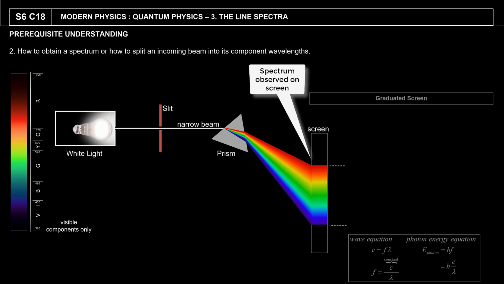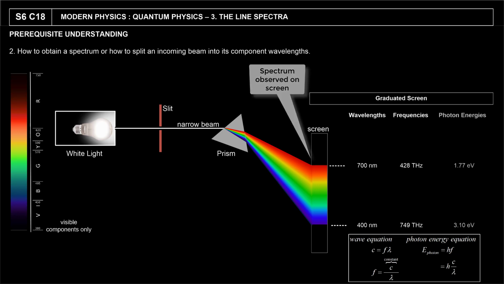You can graduate the screen and put in a wavelength scale, a frequency scale, or an energy scale. And now we have a graduated screen that we can then use to detect the wavelengths, frequencies, or energies of the various components of the spectral output from an incoming beam.